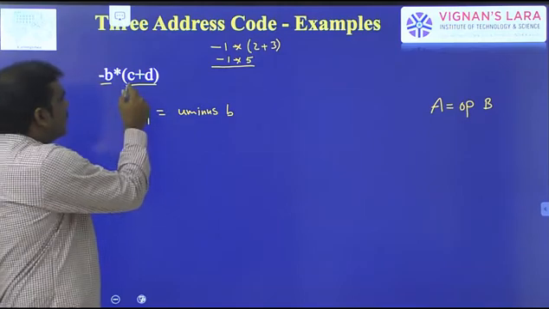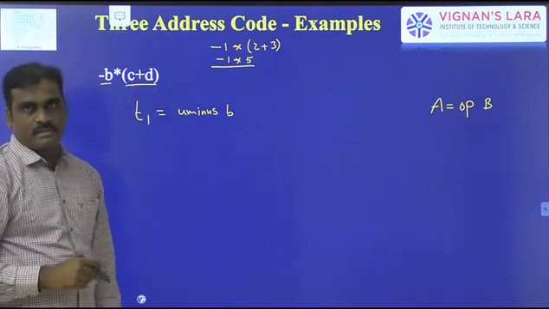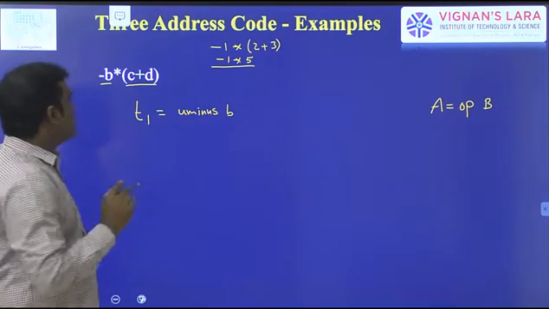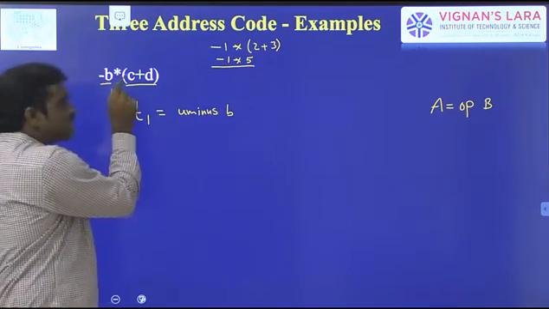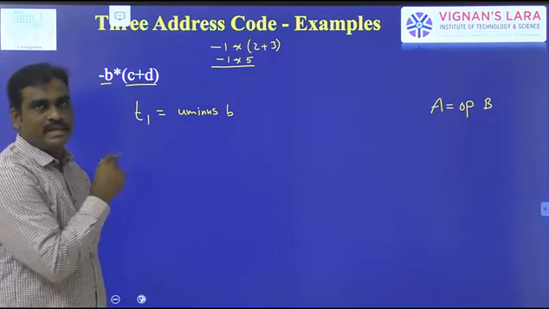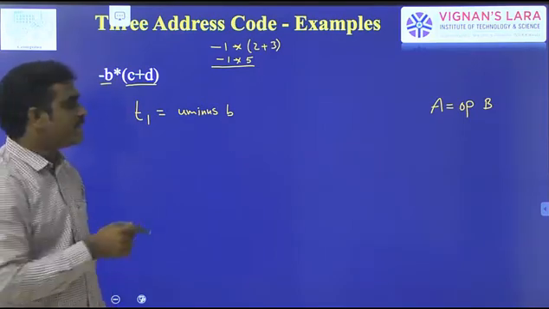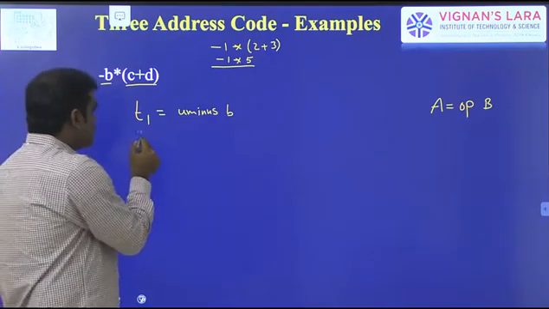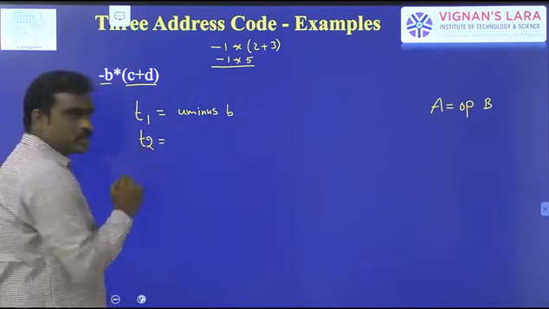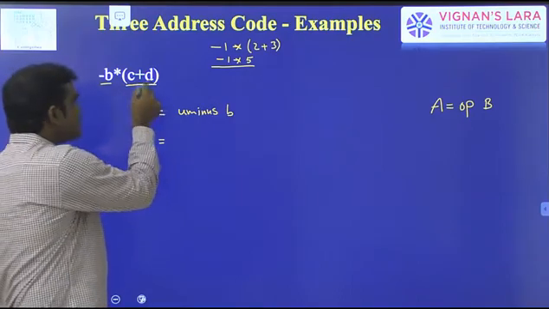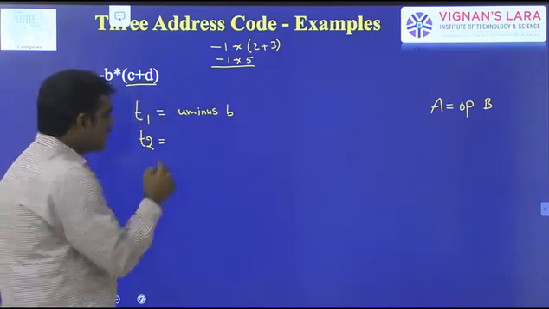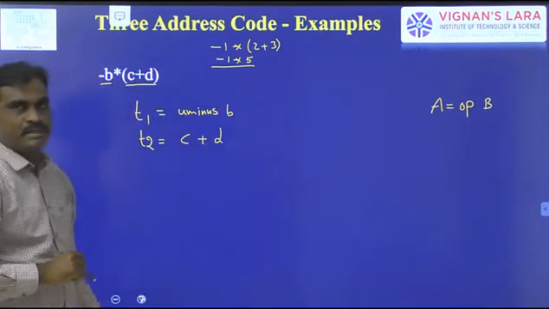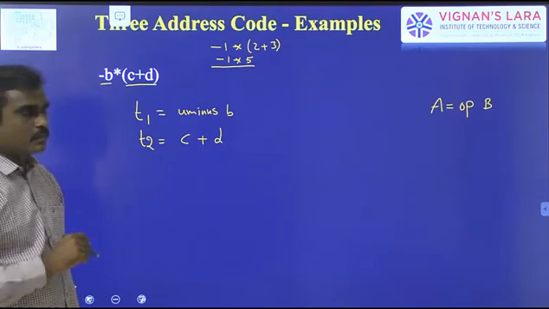Next, I want to perform the addition operation, because the meaning is very important. Don't do B star C. It is invalid. Even though you will get the result, it is a meaningless statement. So next, take temporary variable T2 equal to C plus D. C plus D is already in 3 underscore form.